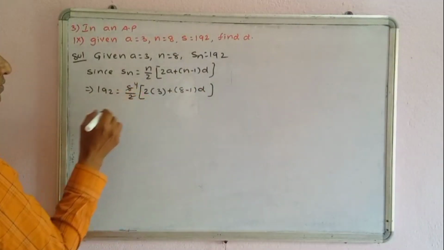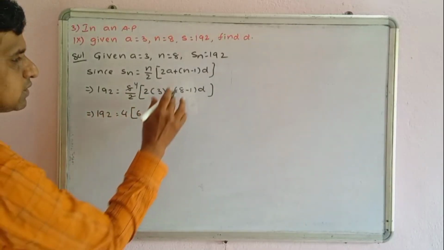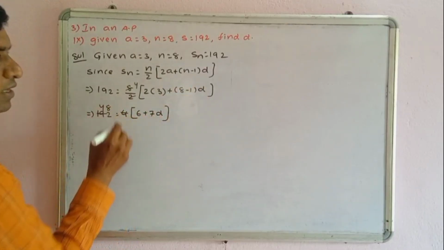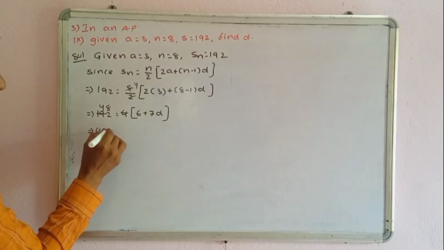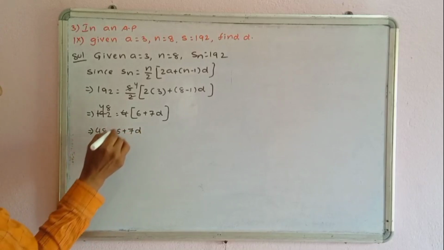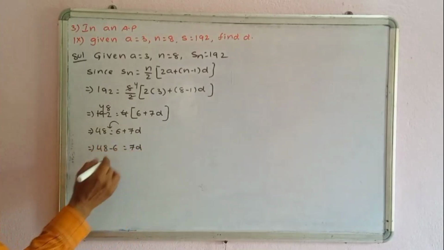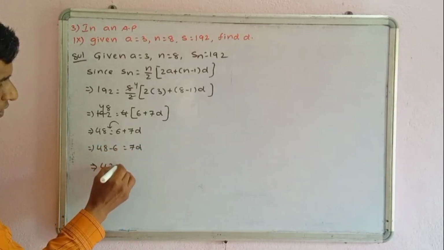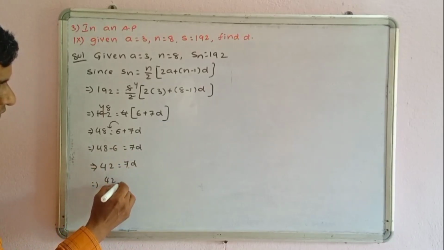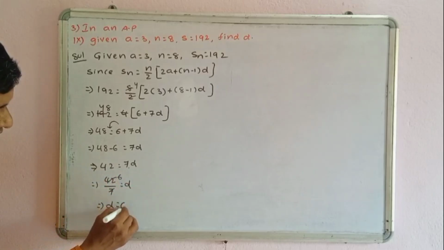So 192 equals 4 times (2 times 3 is 6) plus (8 minus 1 is 7) d. 4 times 48 is 32. So 48 equals 6 plus 7d. Transposing 6 to the left side, 48 minus 6 equals 7d. 48 minus 6 is 42. So 42 equals 7d. Transposing 7 to the left side, 42 divided by 7 equals d. 7 how many times? 6 times. Therefore, the value of d is 6.